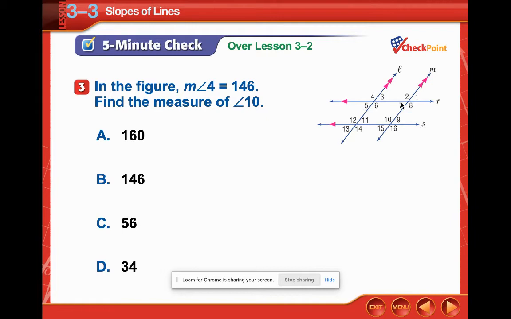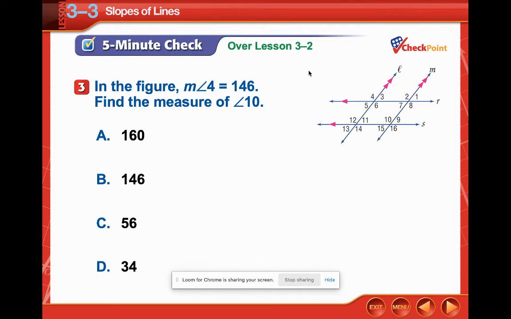All right, hopefully you're able to solve this problem on your own. In the figure, measure of angle 4 is 146 degrees, as it has been for the last 2 problems. Find the measure of angle 10. All right, so when we look at this, it looks so crazy because they don't share any of the same lines here. So how do we know what the measure of angle 10 is? This makes it really, really difficult, okay? But not too difficult. We'll be able to solve this one pretty easily without doing much math here, okay?